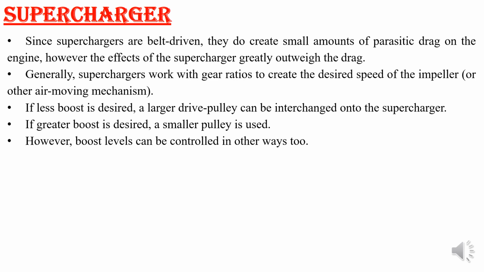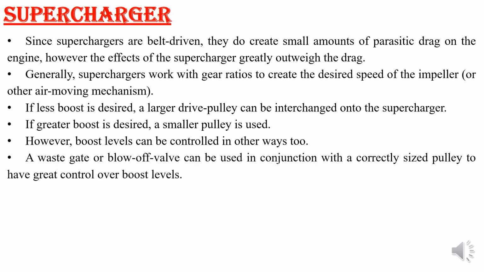If more boost pressure is needed, then a smaller pulley can be used. However, these boost levels can be controlled in other ways too. Other ways include a gear mechanism, a turbine mechanism or turbocharger, or gate valves. From that also you can control the boosting of the pressure. Wastegate or blow off valves, so there are many ways you can control the boost pressure.